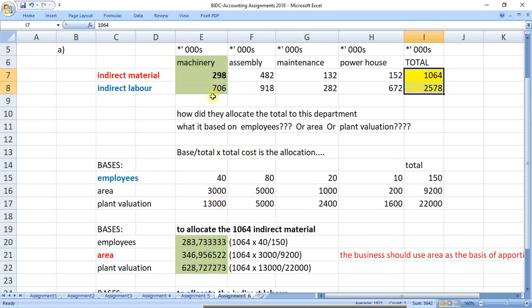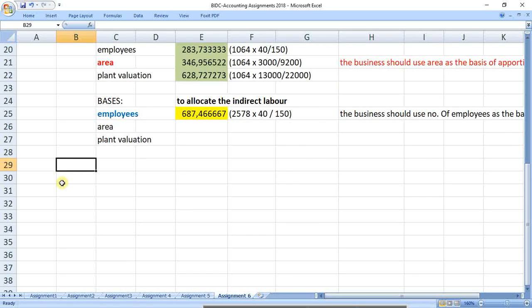So all we've done is allocate that cost to the machinery. We still needed to allocate that to the assembly, to the maintenance, and to the powerhouse. It's the same calculation, you're just using different numbers. So you can try do that. Let's just finish the last bit, and then we can check what you've done. Just to help save some time, because if I do it now, it's going to take too long. So let's just finish off the last two.